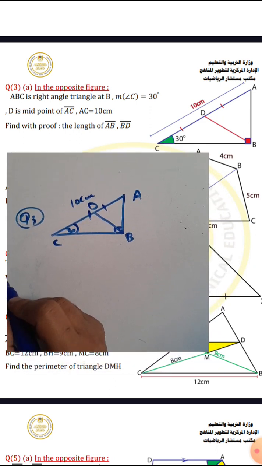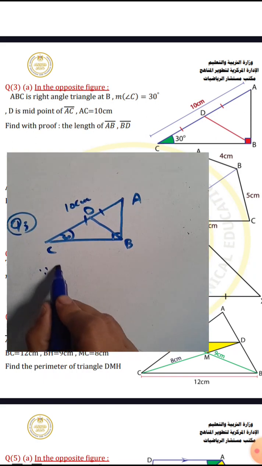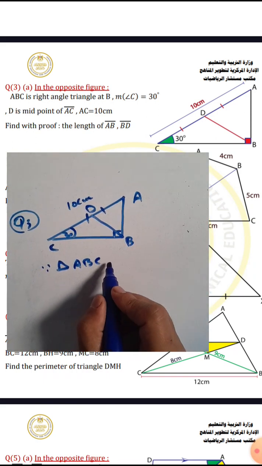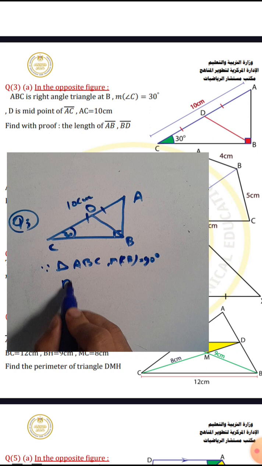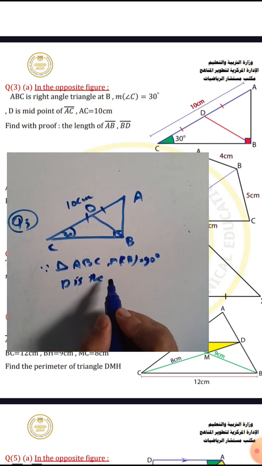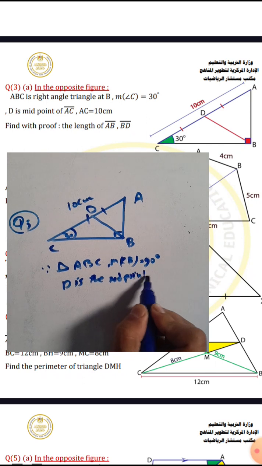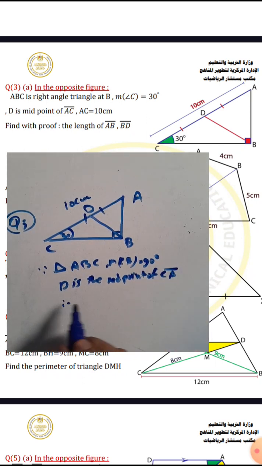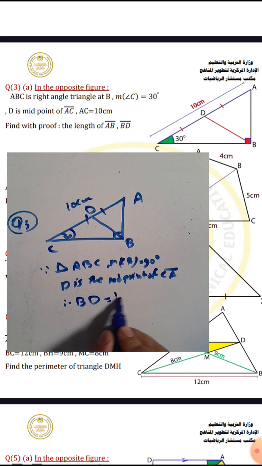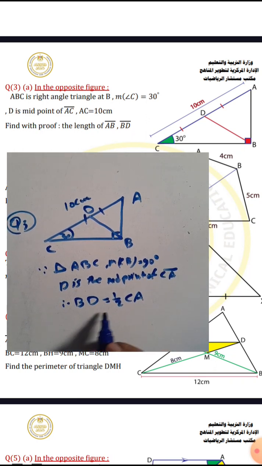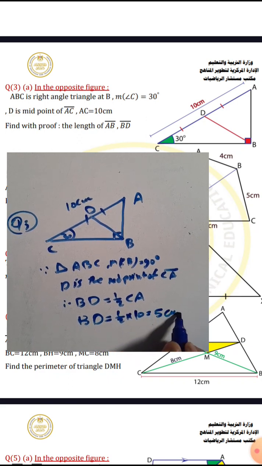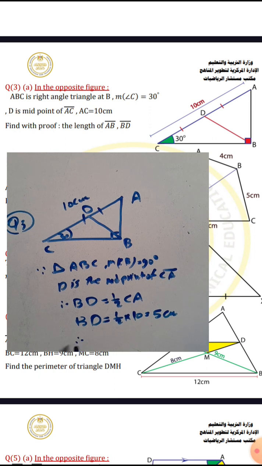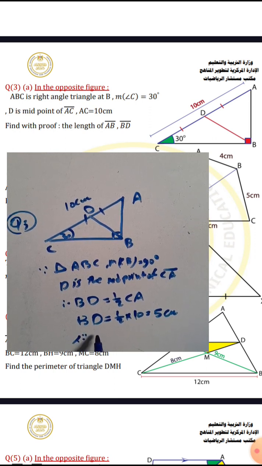Okay, we can find the length of AB and BD. In triangle ABC, the measure of angle B equals 90 degrees, and D is the midpoint of CA. Then BD will be equal to half of CA. So BD will be half times 10, which is 5 centimeters. And we have this angle, the measure of angle C, which is 30 degrees.